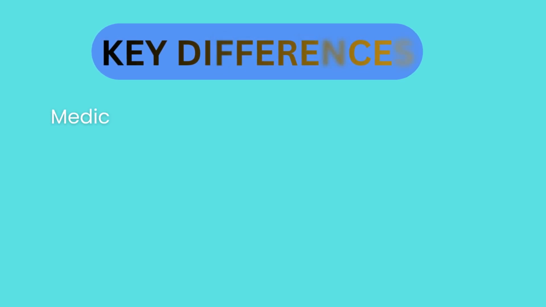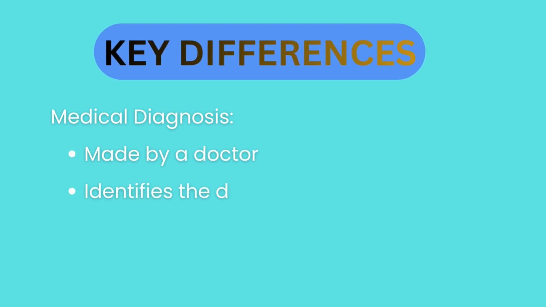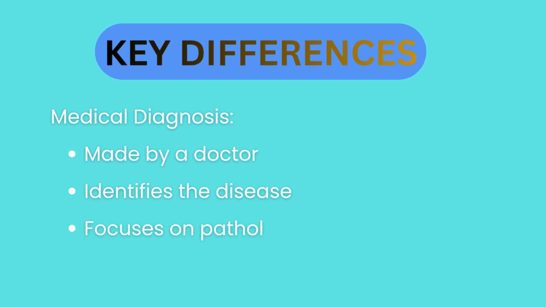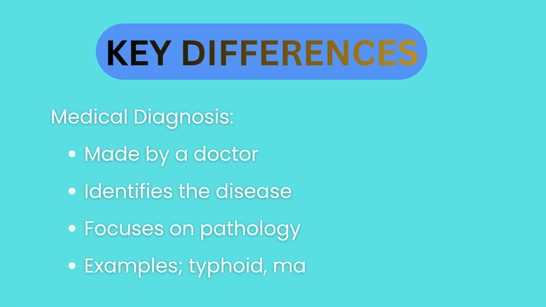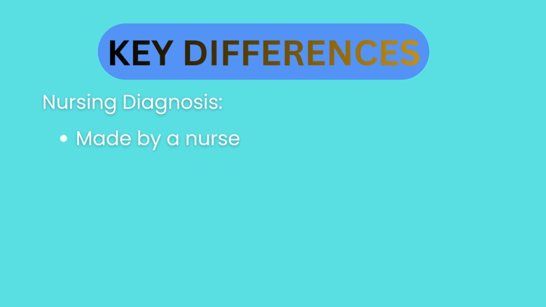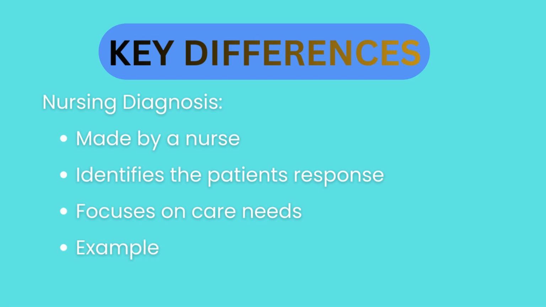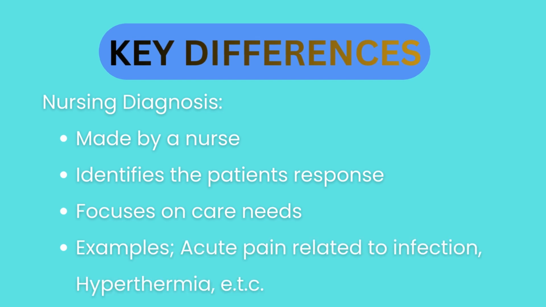We'll be moving on to the major key differences between the two. To break it down in very simple terms, medical diagnosis first is made by a doctor. It identifies the disease. It focuses on pathology. And examples are typhoid fever and malaria that I've mentioned earlier. For nursing diagnosis, it is made by a nurse, identifies patient response, and focuses on care needs. An example is acute pain related to infection.